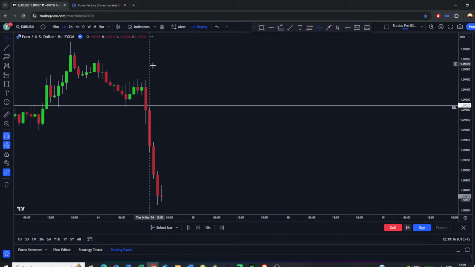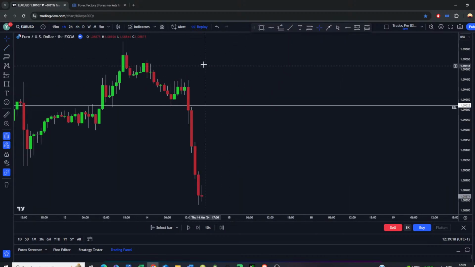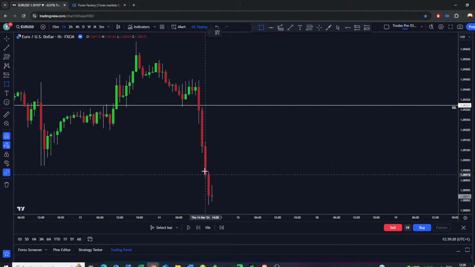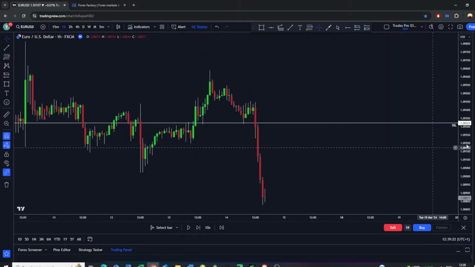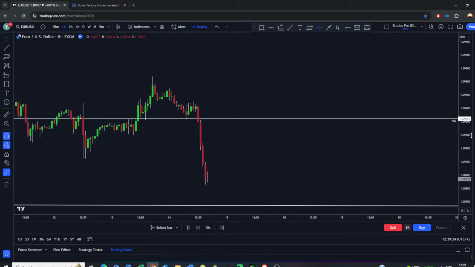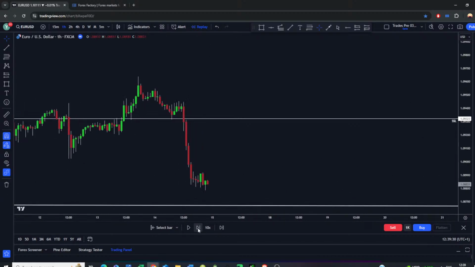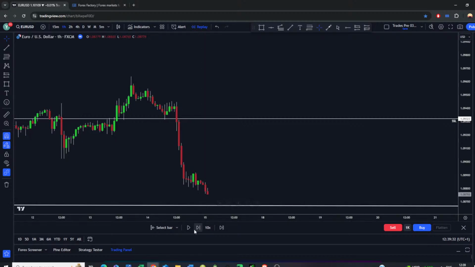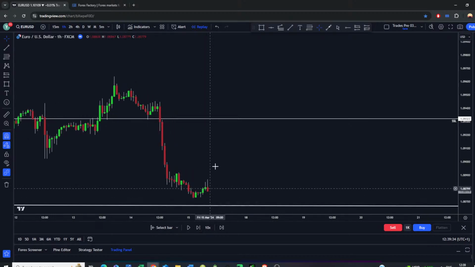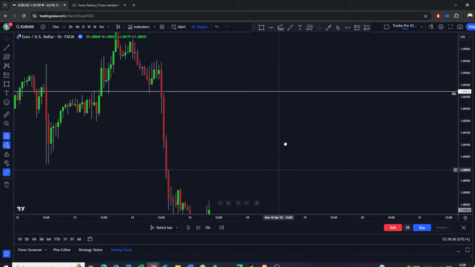fair value gaps along the way. Trade would be at a pullback around here somewhere, but I highly doubt price is going to pull back to that level. Let's see. Here we have it.